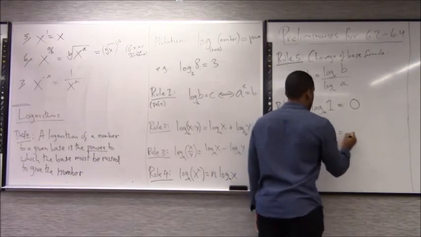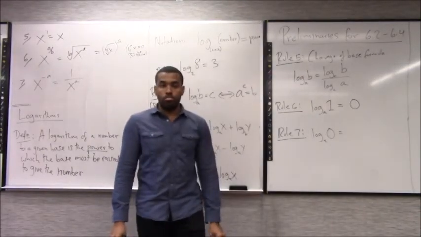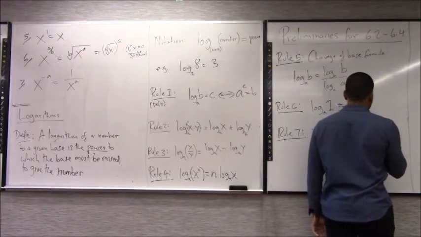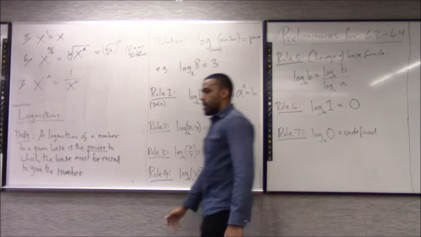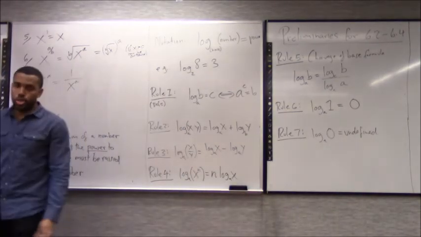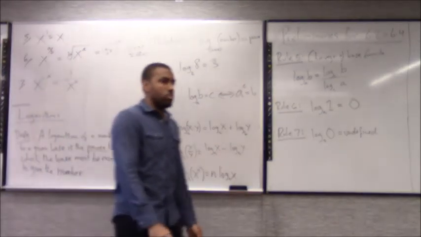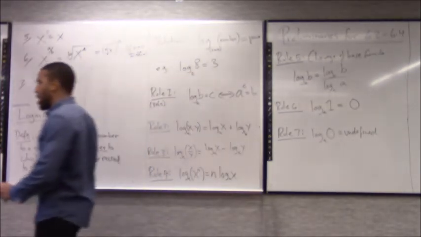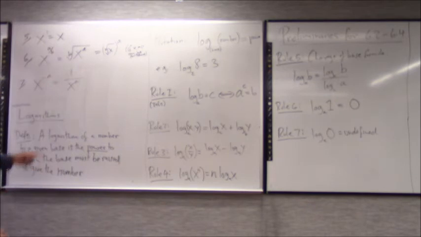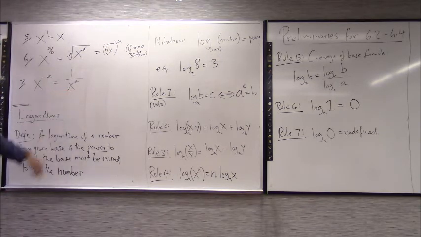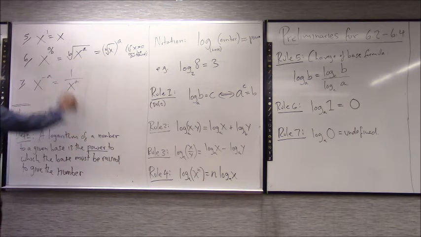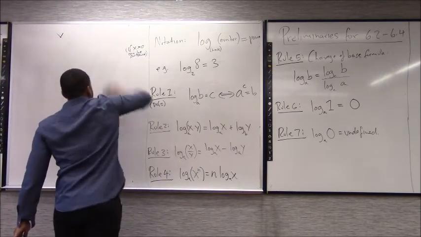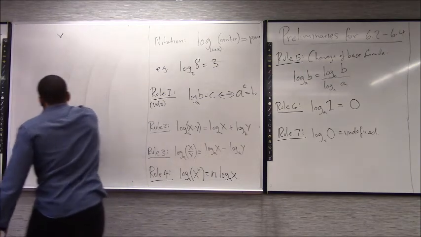What is log of 0? Doesn't fit. Undefined. If I say 2, what power can I raise 2 to in order to get a 0? There is no such power. You can't raise a positive number to any power and get 0. If you raise to a negative power, you get a division. If you raise to a positive power, it just multiplies that thing repeatedly. So log of 0 is undefined, log of 1 is 0.